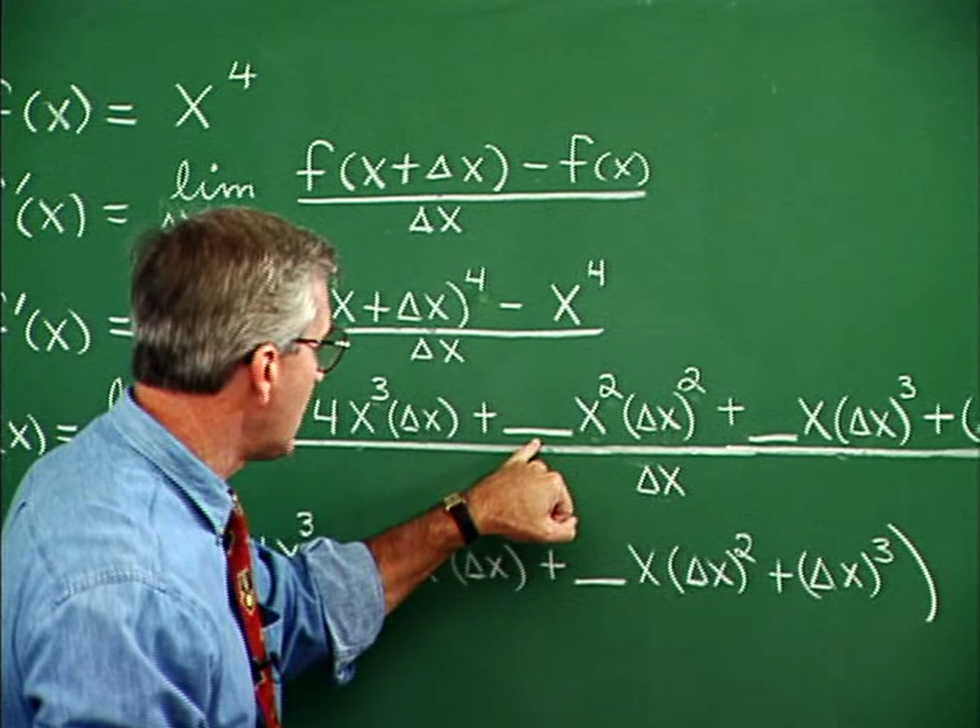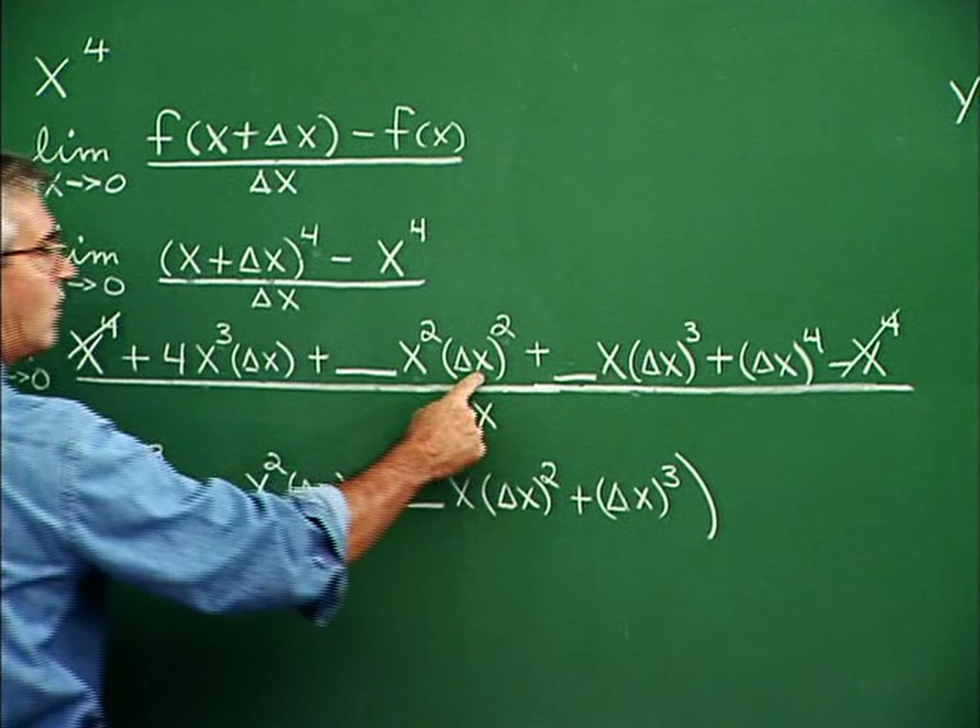All right, now, let's see what happens. We have x to the 4th that we began with. We have minus x to the 4th all the way over on the end. Those two are going to take each other out. And now all of the other terms have delta x involved in them.